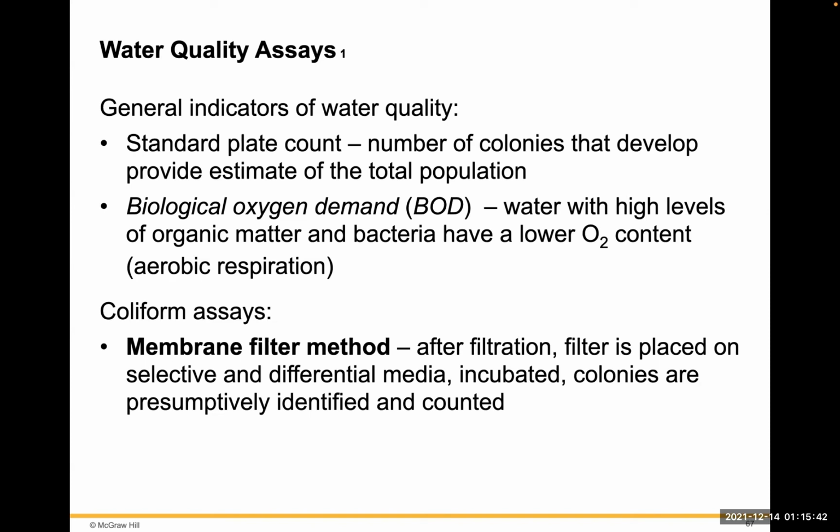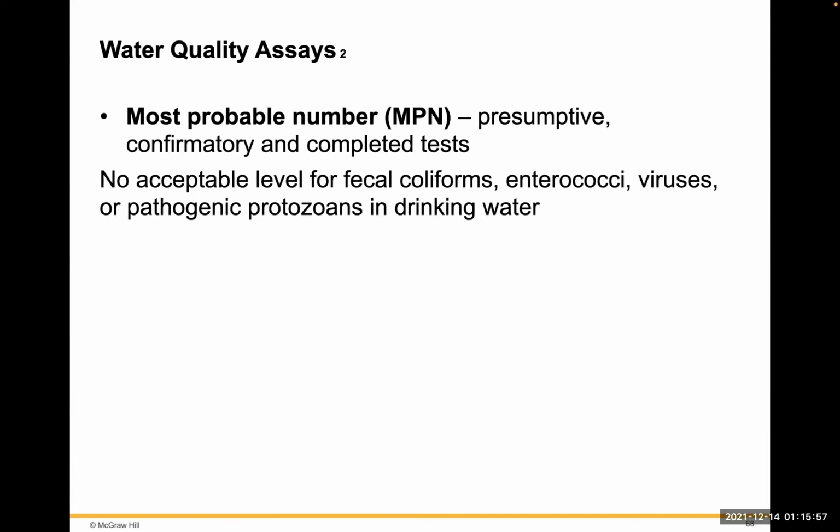We use coliform assays, which are membrane filter methods. After filtration, we take what comes out and place it on a selective differential media. We incubate that, and the colonies are identified and counted, showing what's there and how much is there. The most probable number is MPN, which involves presumptive, confirmatory, and completed tests.